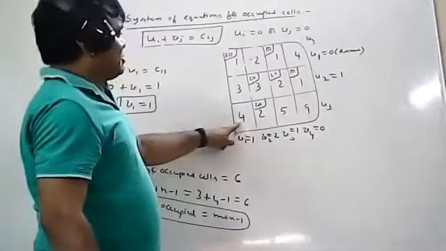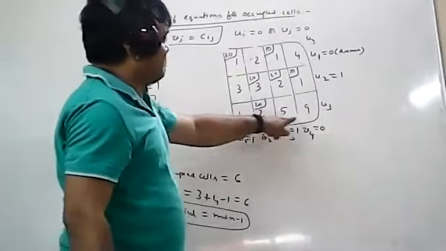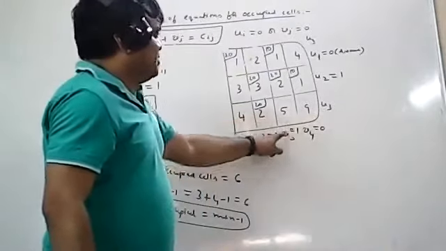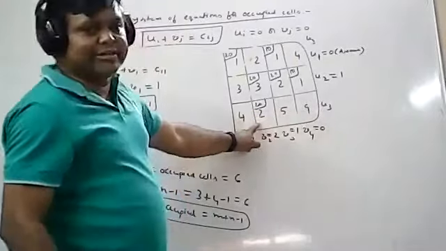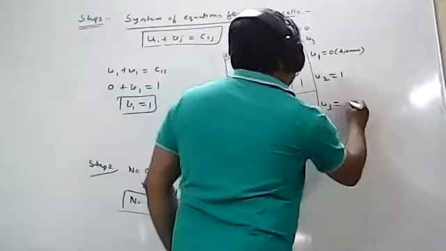Next, this is unoccupied, ignore. This is occupied, so you have to apply U3 plus 2 equals 2. So U3 equals 2 minus 2, which is 0.